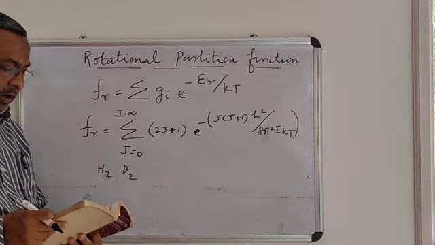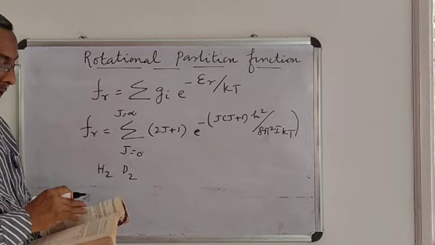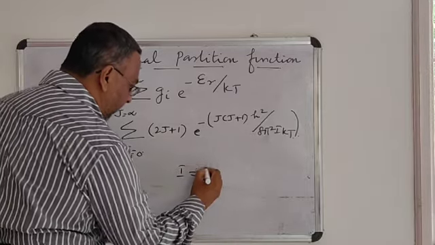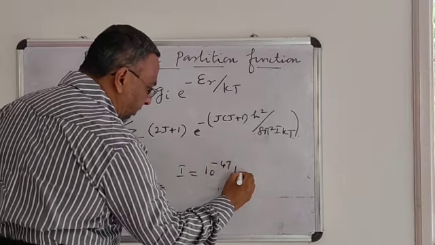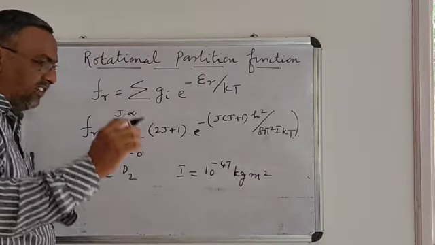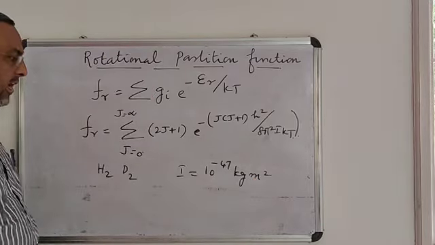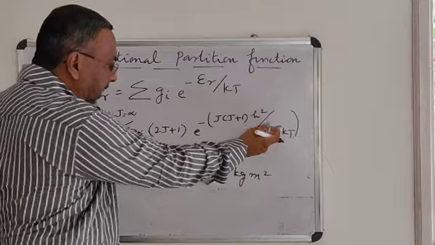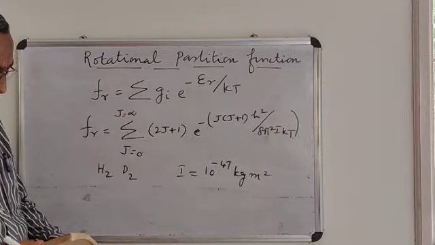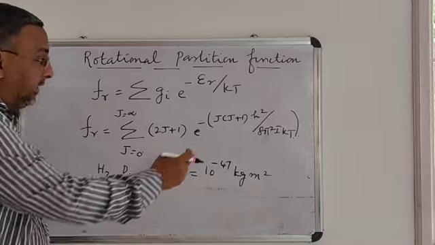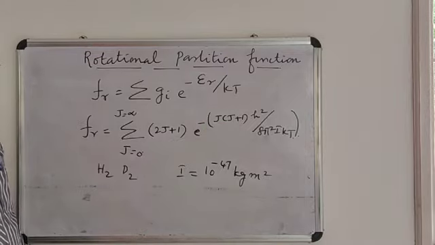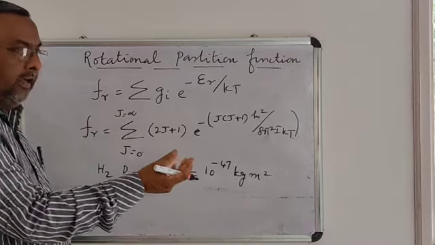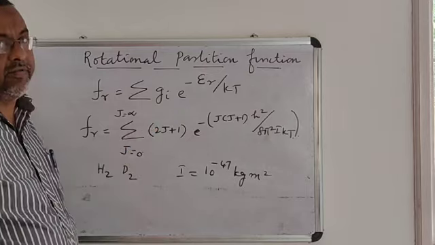In the case of diatomic molecules, the moment of inertia is of the order of about 10 to the power of minus 47 kilogram meter square. Because the energy levels are very close, particularly in diatomic molecules, the exponential terms become very small. When the exponential terms are very small, instead of summation, we integrate this equation.